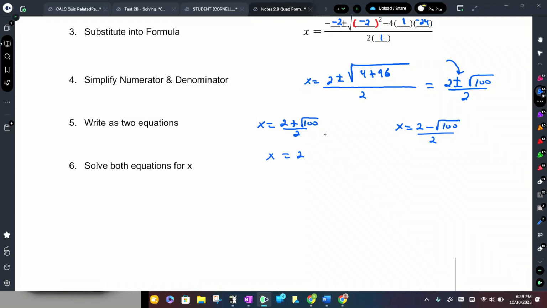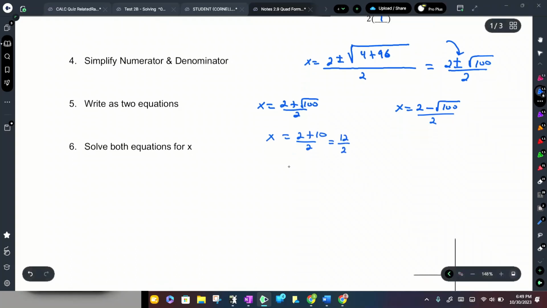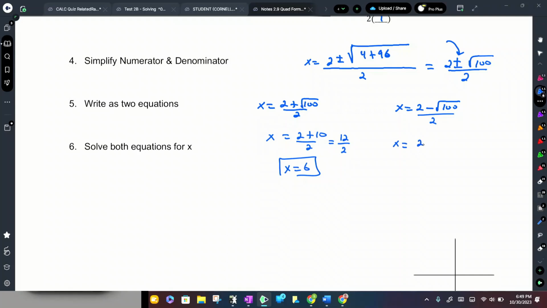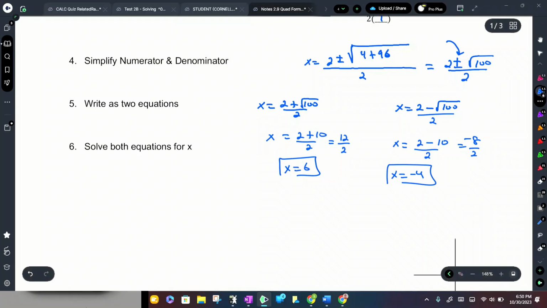The square root of 100 is 10, so 2 plus 10 over 2, which is 12 over 2. And so on this first one, we end up with x is equal to 6. That's one of our solutions. On our second one, we end up with x is equal to 2 minus 10 over 2, since the square root of 100 is 10. 2 minus 10 is negative 8, over 2. And so x is negative 4. Those are our 2 solutions.